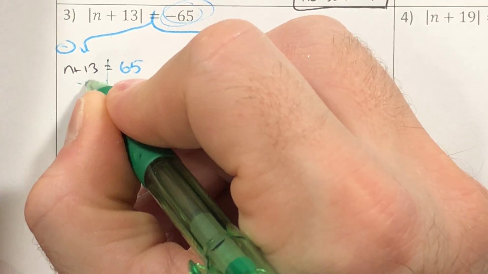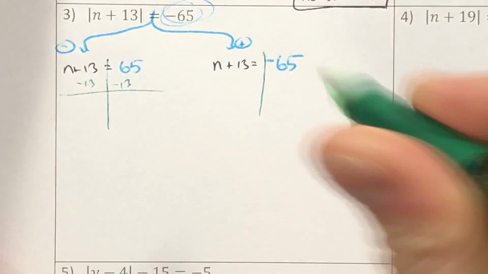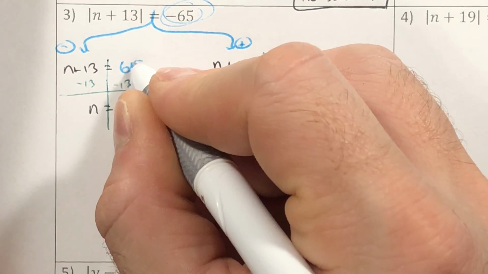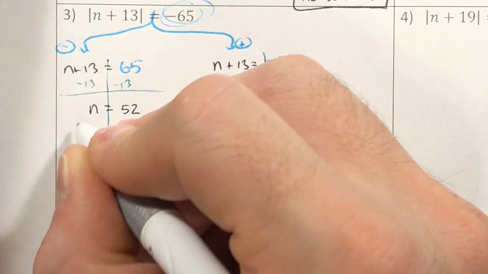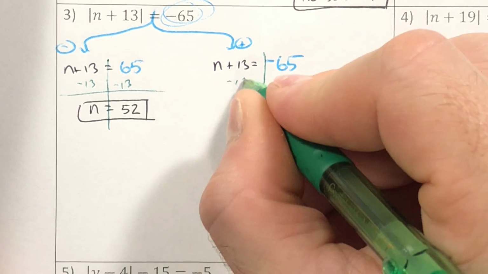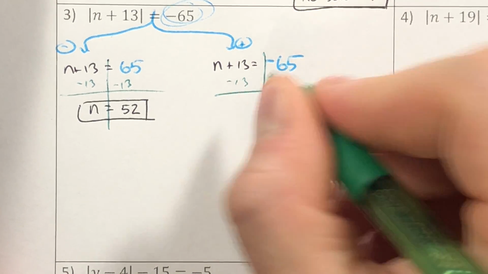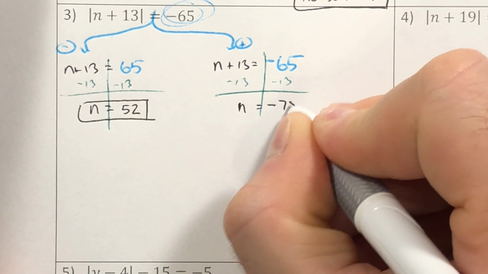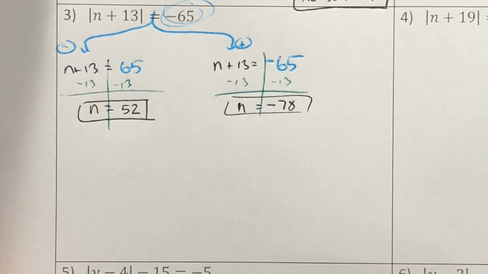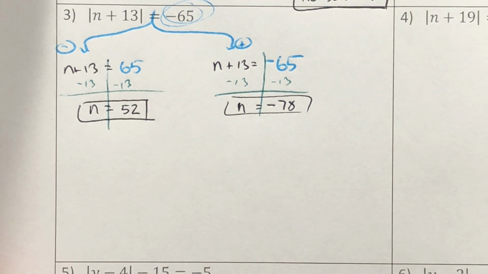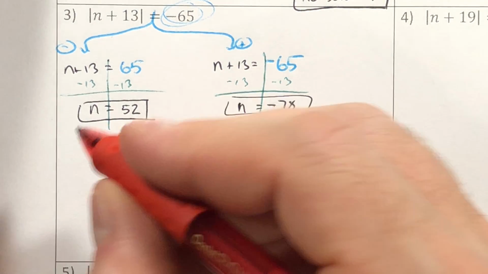And so for both of them, I subtract 13. Over here I subtract 13, and I'm left with n is equal to, let's see, that's going to be 52, answer number 1. And when I subtract 13 over here, that's going to turn into n is equal to negative 78, answer number 2. So again, looks like an answer, sounds like an answer, but let's go ahead and plug it in and see if it works like an answer.